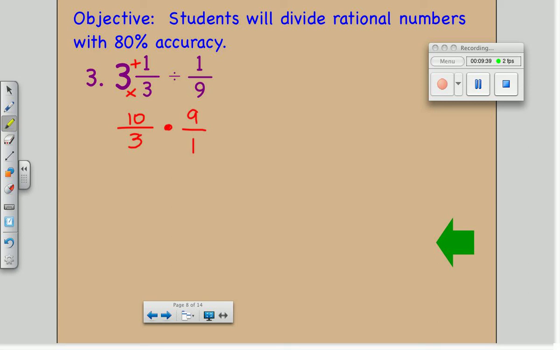3 divided by 3 is 1. 9 divided by 3 is 3. 10 times 3 is 30. 1 times 1 is 1. 30 is your answer. 30 over 1 is the same as 30.